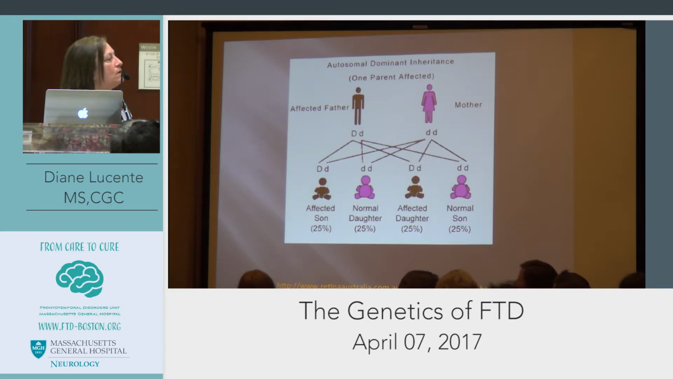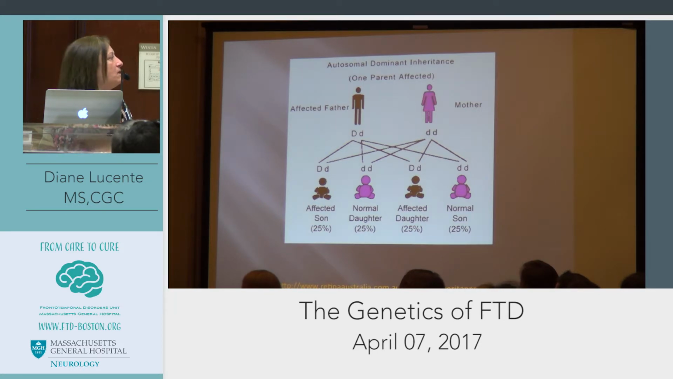Folks sometimes think, well, if I have 8 children, 4 are going to have it and 4 are not going to have it. And that's not the way it works. Think about flipping a coin. You flip a coin, you get heads. The next time you flip a coin, you can get heads or tails. It's still 50-50, so forth and so on.